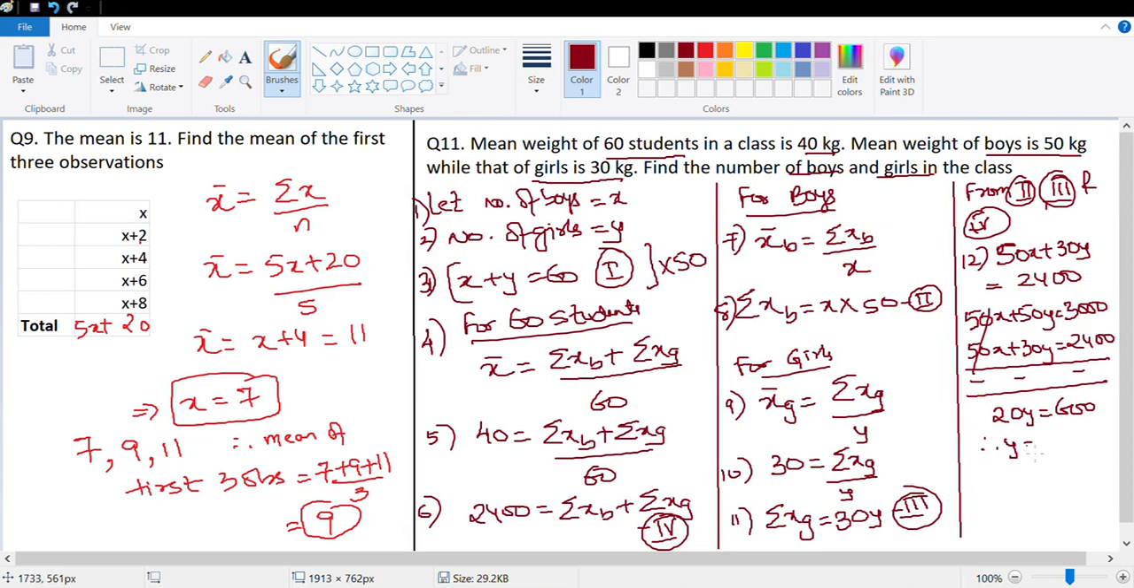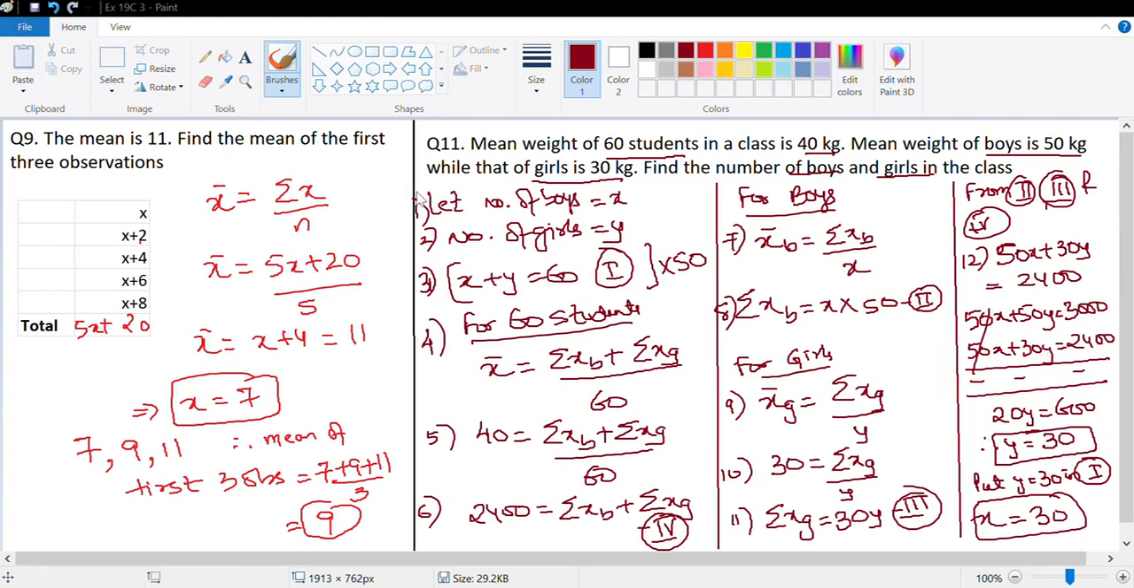Therefore, y is equal to 30. So the number of girls is 30. Put y is equal to 30 in equation 1 and we get x is equal to 30. So the number of boys is equal to the number of girls, which is 30.